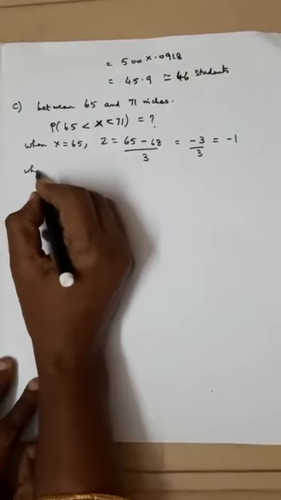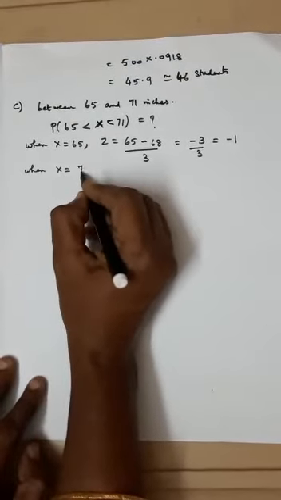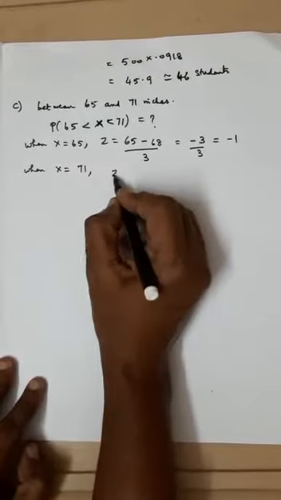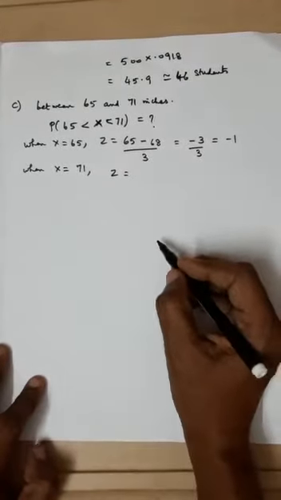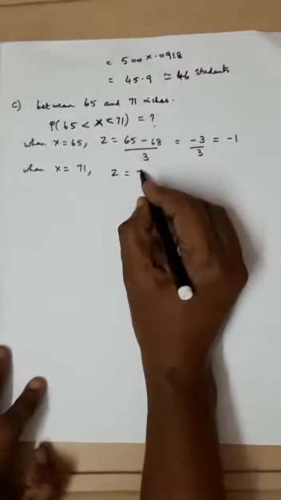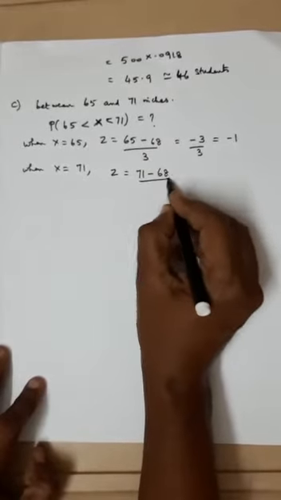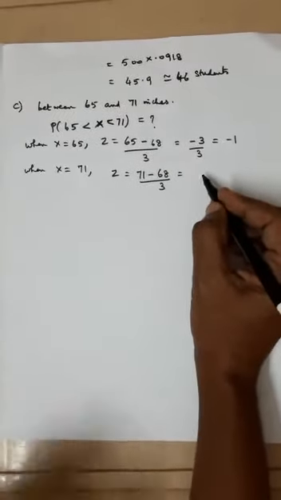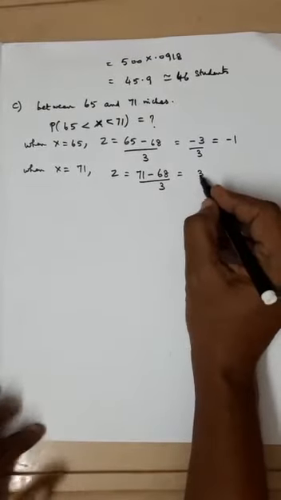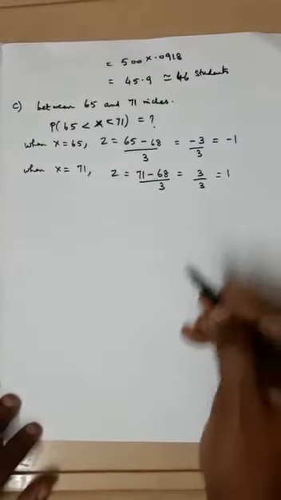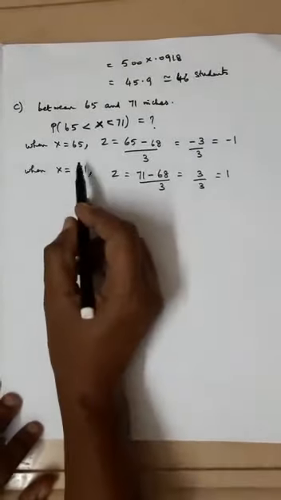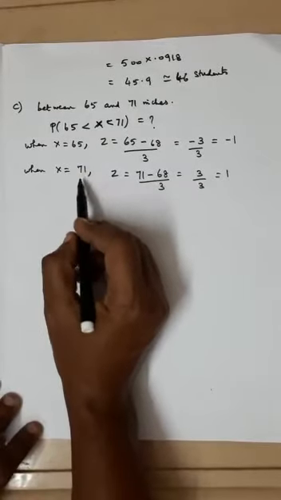Next, when X is equal to 71, what is Z again? We have to use the same formula, X minus mu by sigma. So X is 71 minus mu, 68, by 3. So 71 minus 68 is what? 3. So 3 by 3, which is equal to 1. So we have got the corresponding Z values for both X equal to 65 and 71.